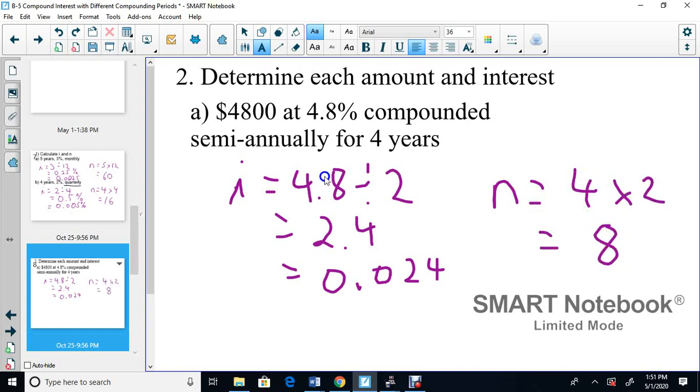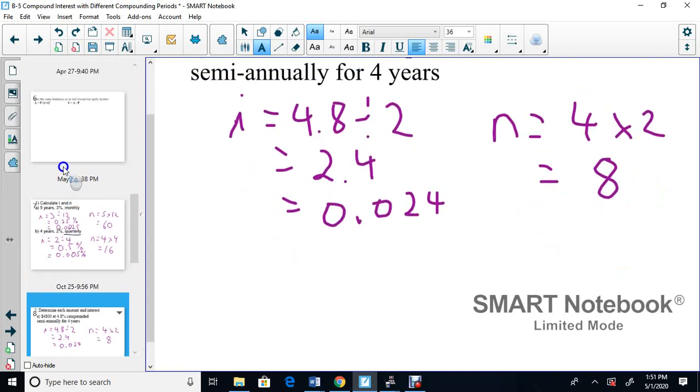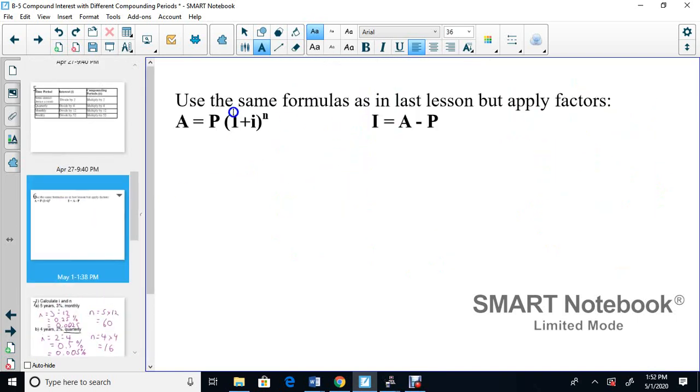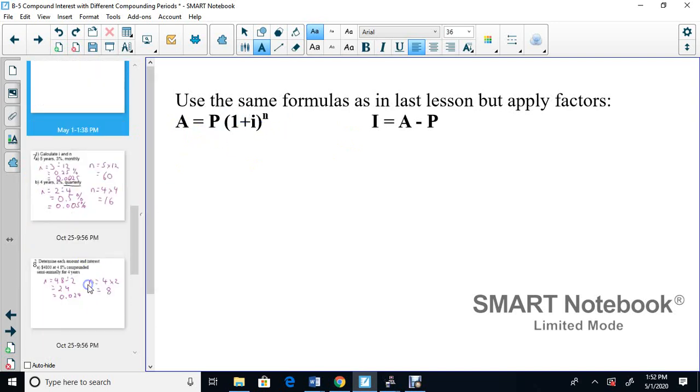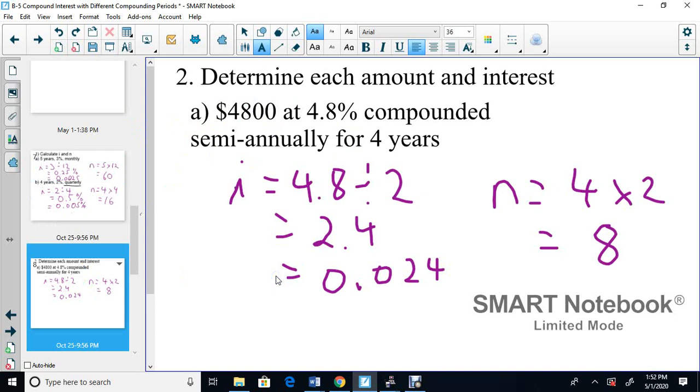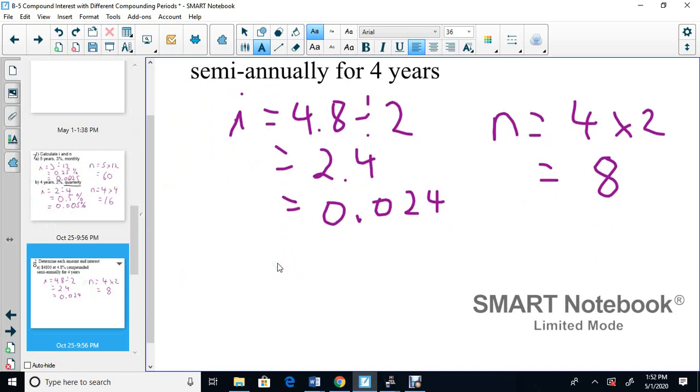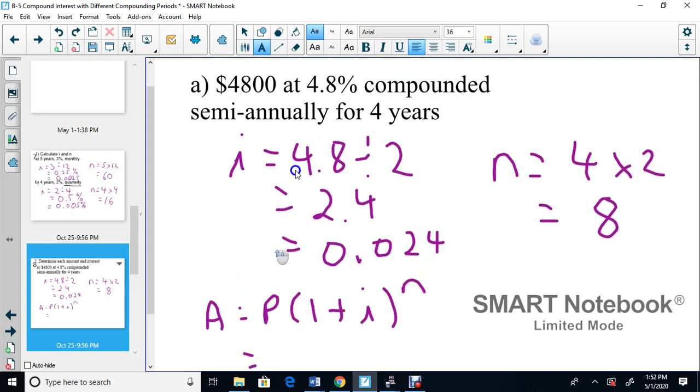Now we need our formula. Now some of you might be smart and have it memorized, not me. There it is. A equals P times 1 plus I to the N. So A equals P times 1 plus I to the power of N. Our principal, it's right here, 4,800. So it's the dollar. The I is the one with the percent symbol, okay? And the years at the end is the N when you figure it out.